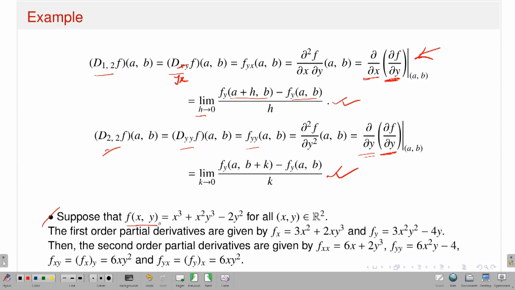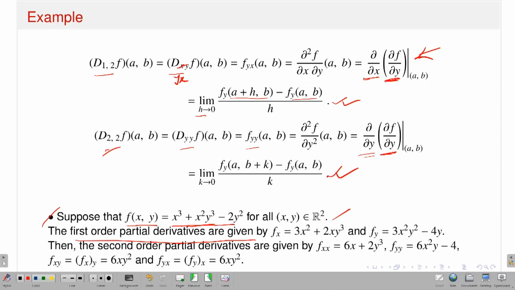Suppose you have a function f x y which is x cube plus x square y cube minus 2y square for all x y. Then first order partial derivatives are given by, that is very easy, right? What I already said, to perform the partial derivative with respect to x variable, you just think about y as a constant. Keep y fixed, think about it as a function of single variable and perform the derivative with respect to x. So here also, think y is a constant and perform the derivative with respect to x. Then this should be 3x square and this should be 2x y cube, and y is constant. So, derivative of y square with respect to x variable is 0.